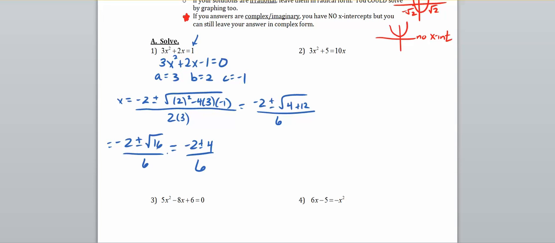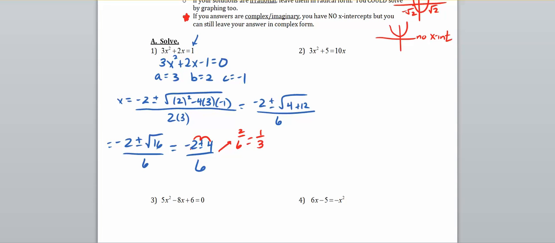However, if you have all integer solutions like that, like I have -2 plus or minus 4 over 6, I want you to go ahead and simplify what those two solutions are going to be. And what I mean by that is you kind of have a top root and a bottom root. Like I'm going to say, what is -2 plus 4? So -2 plus 4 would be 2, and then 2 over 6 would be 1/3. So one of my solutions is 1/3.